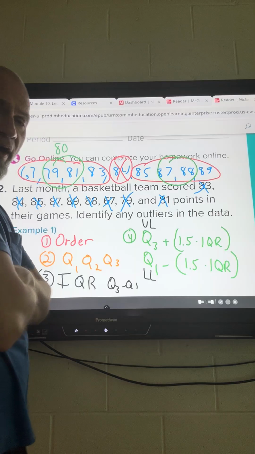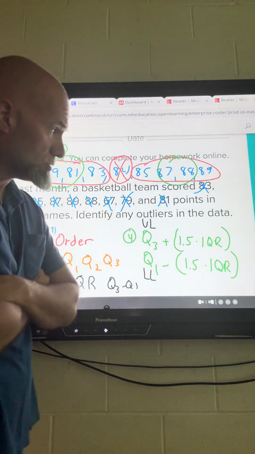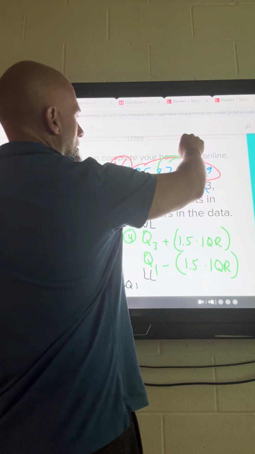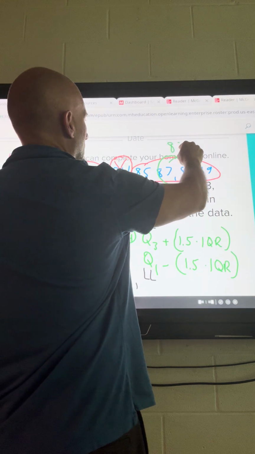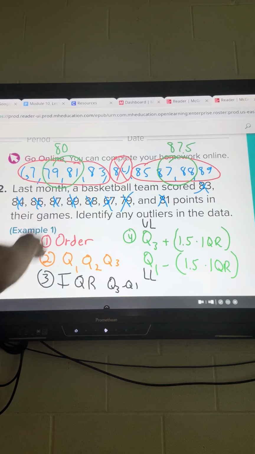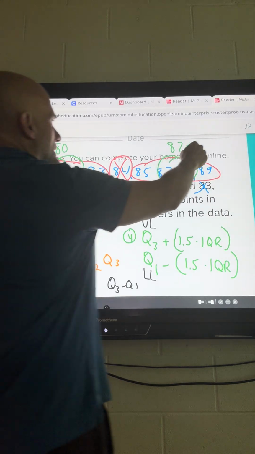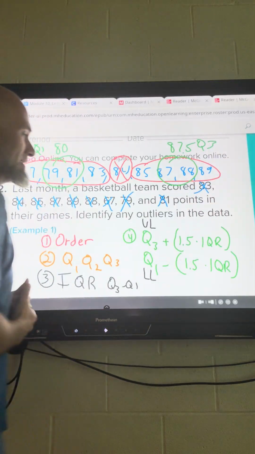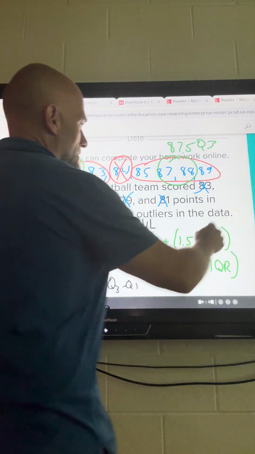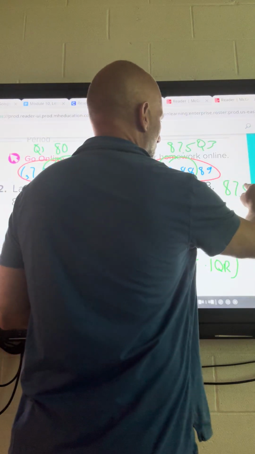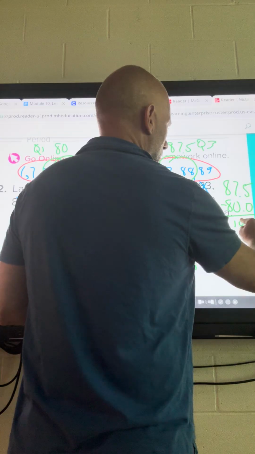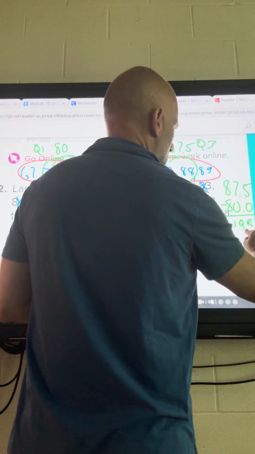And here, 87 and 88, you could add them together and you get 175, and then you'd have to divide 175 by 2. Or you could say, I know that 87.5 is directly in the middle of those two numbers. Okay, so Q1 is 80, Q3 is 87.5, and now what you have to do is work your magic. You have to find the interquartile range, so that's going to be 87.5 subtracting 80. So your IQR is going to be 7.5.